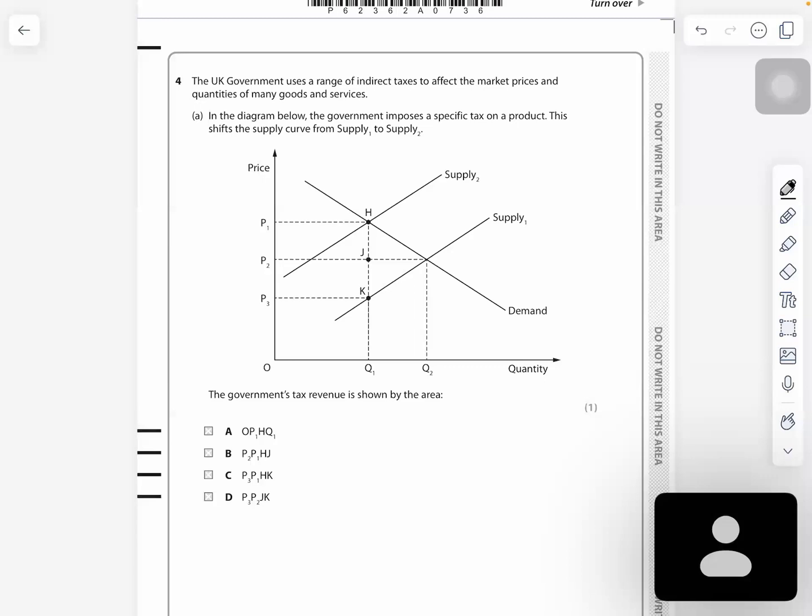All right. Let's do question number 4, part A. Miss, is it C? Yes, it is C.